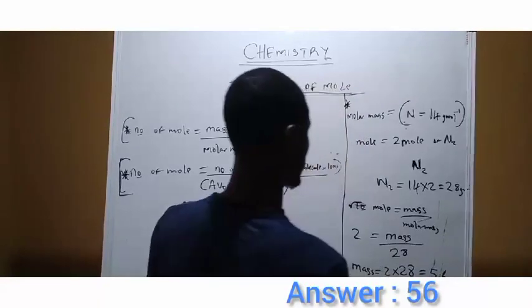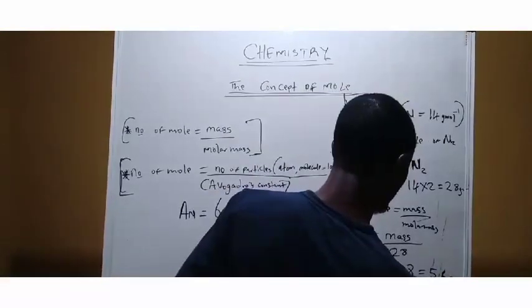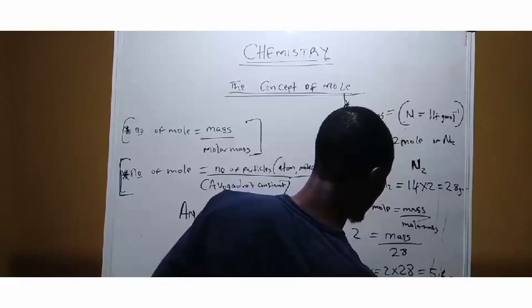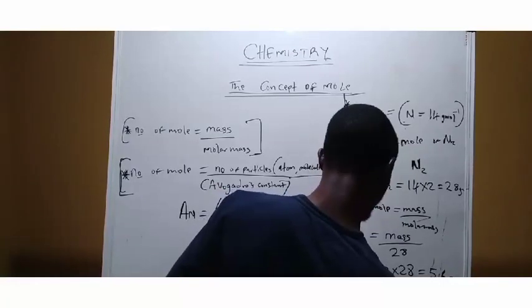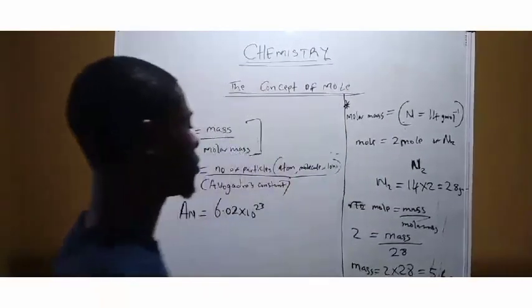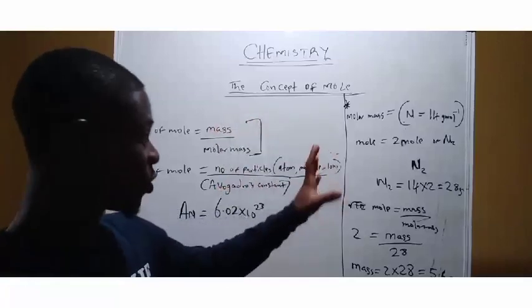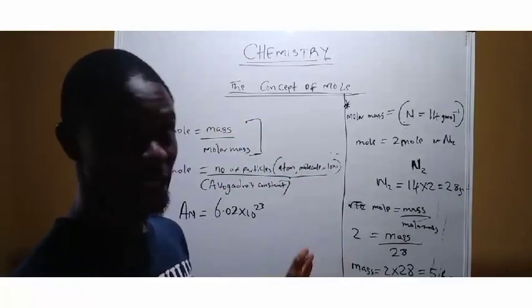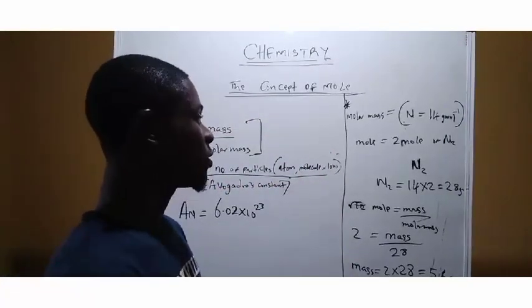56 grams. 56 grams of nitrogen. Yes, 56 grams of what? Nitrogen. So now, just by doing that, as simple as that, that portion has been solved. But let's move to the next one.